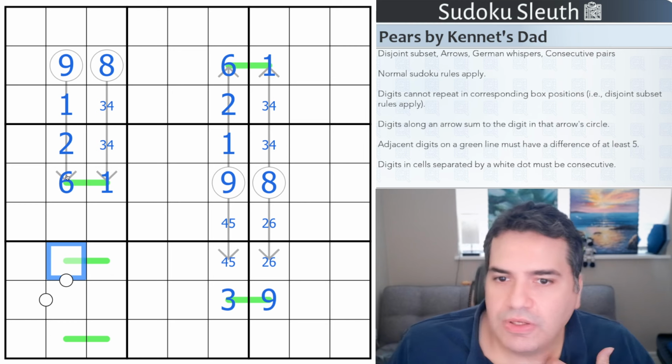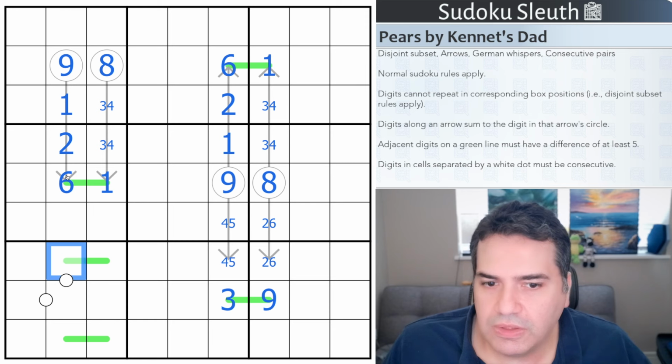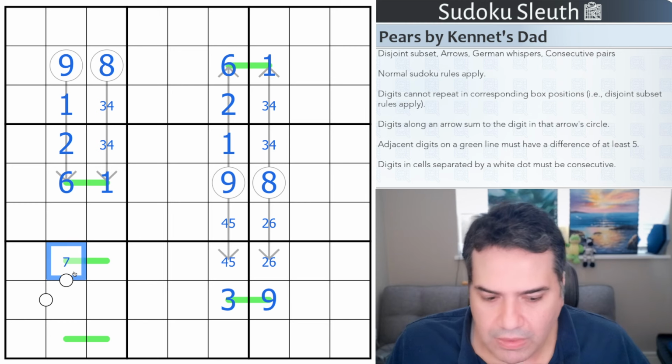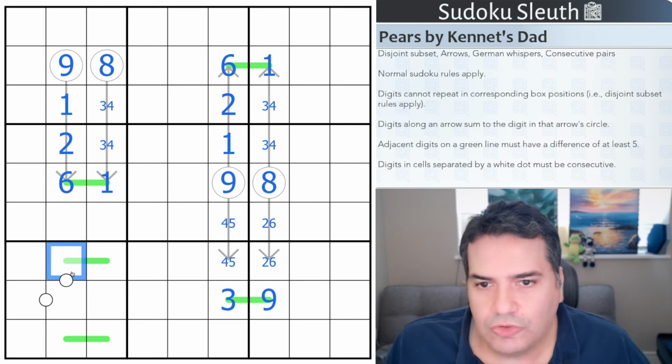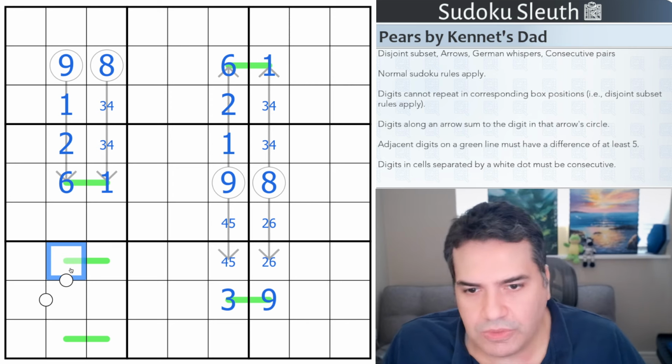I don't think this can be a high digit, can it? It might be okay, actually. I'm just thinking, is it a high digit or is it a low digit? And it can't be a 7. Yeah, it can't be a high digit. So my options here are 7 and 8. No, 8 is fine, actually.